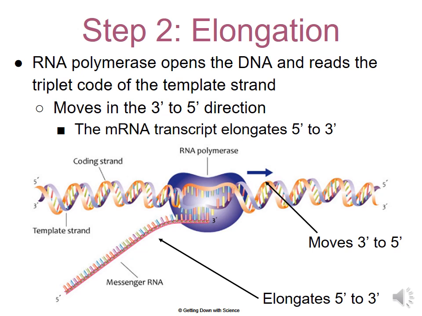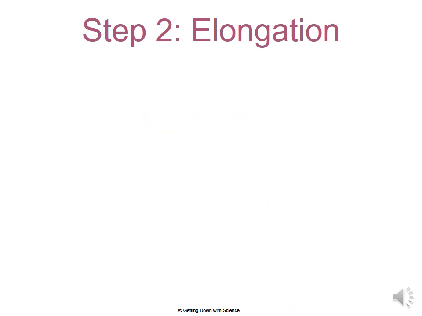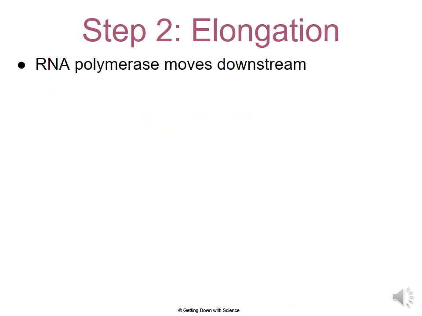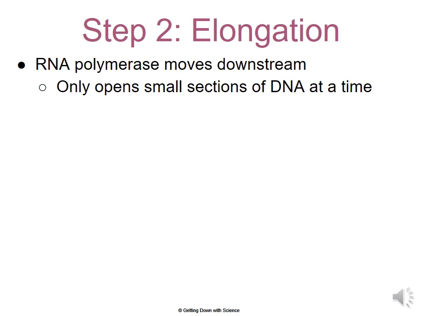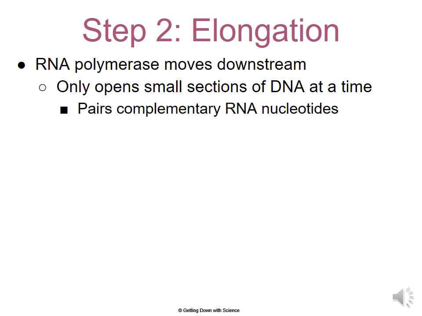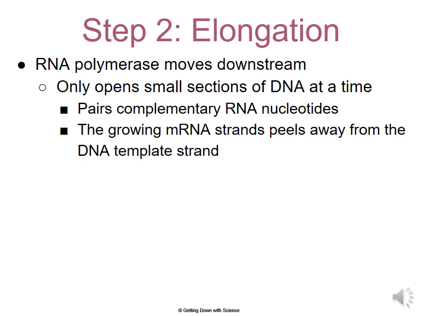And we're just making it longer and longer as we're reading through all of the genes that we want to transcribe. The RNA polymerase moves downstream. It opens little sections at a time, so it's not big, wide open, it's just sections. It's going to pair RNA nucleotides to that DNA template. And as that RNA gets longer, it's going to bend down, peeling away from the DNA, so the double helix can reform.